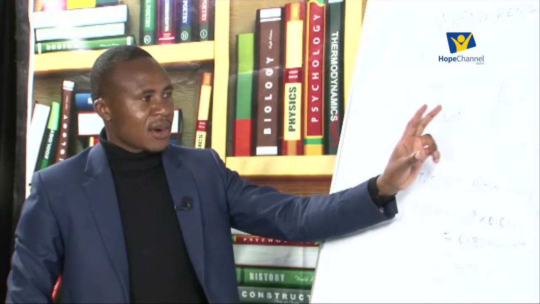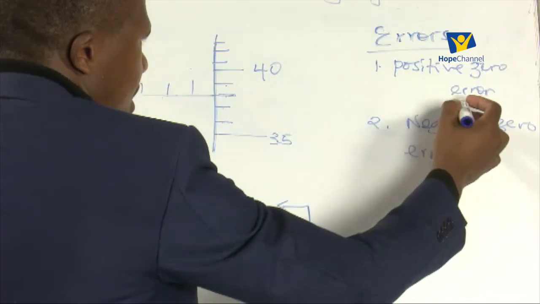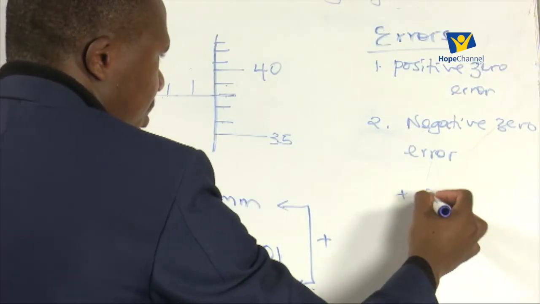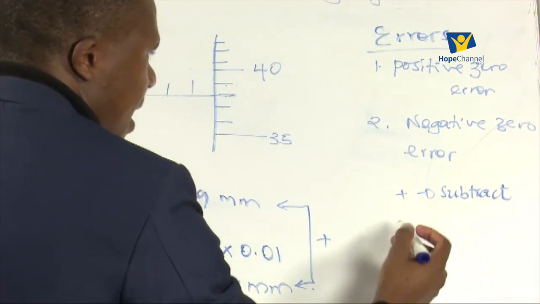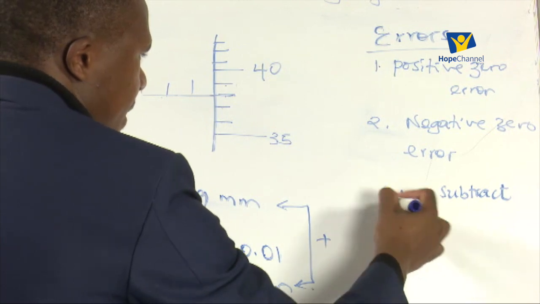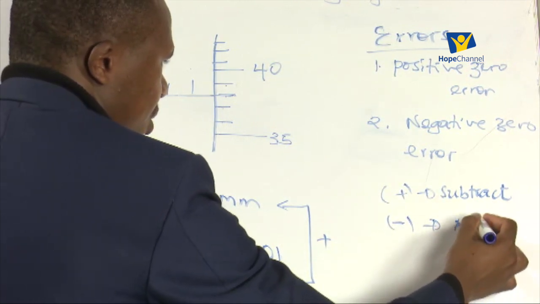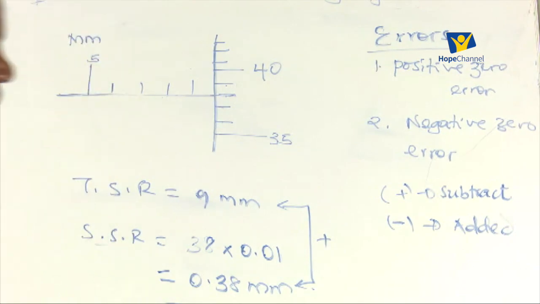Now, how do we treat these zero errors? Many times it is important for you as a student, before you use a micrometer screw gauge, say in a practical, to know whether it has an error or not. If it has an error, which is it? Is it a positive error or a negative error? Positive errors are subtracted. So if it is a positive error, we subtract it from the reading that we have obtained to get the final correct answer. If it is a negative error, it is added to the reading that we have obtained to get the final reading that we have read from a micrometer screw gauge.